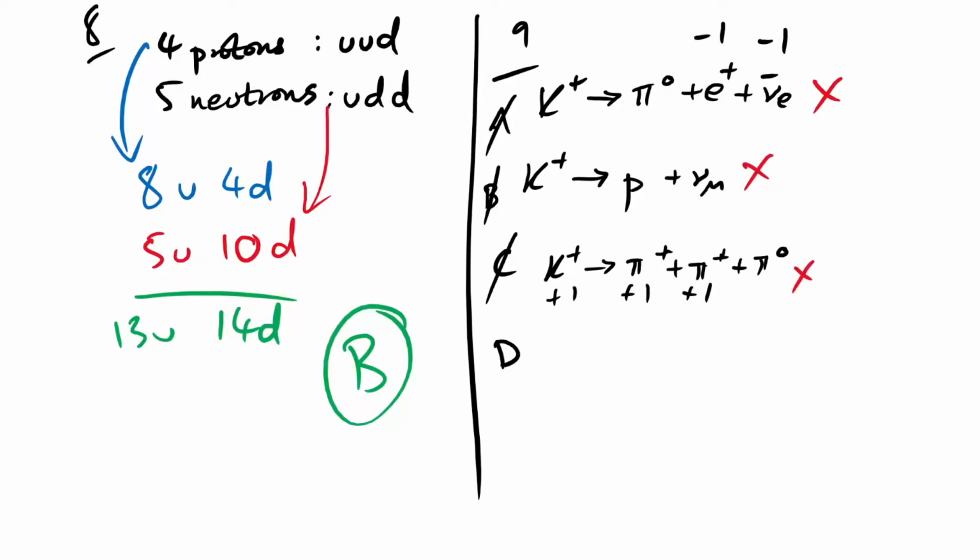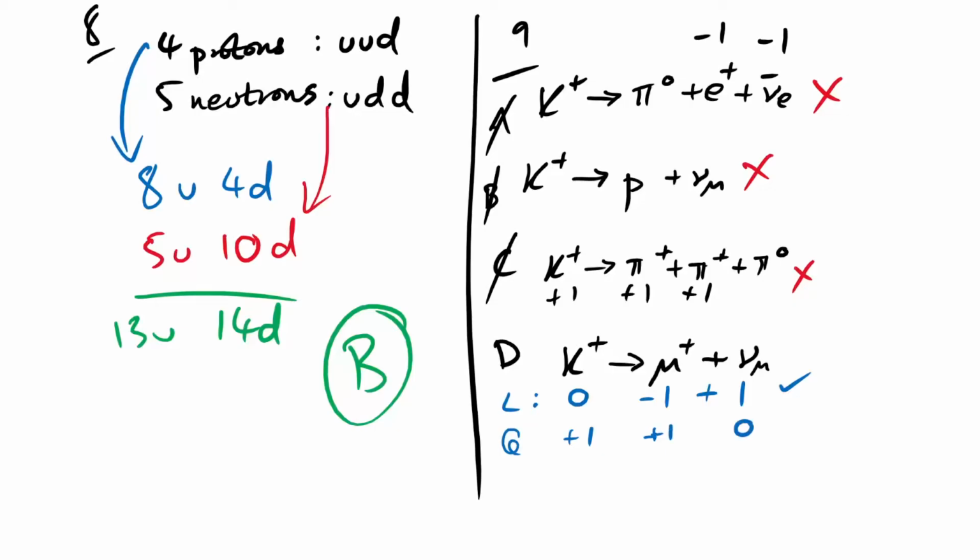So let's just check it out. K plus going to a positive muon and a muon neutrino. Yes, a positive muon has a lepton number of -1, just like the positron. Kaon isn't a lepton, so it's 0, +1 for the neutrino. So that makes sense. Let's just check the charge. +1, and 0. That makes sense. No baryons, so therefore that makes sense as well. Strangeness, we don't care about that because it is a weak interaction, so that means that strangeness does not have to be conserved.